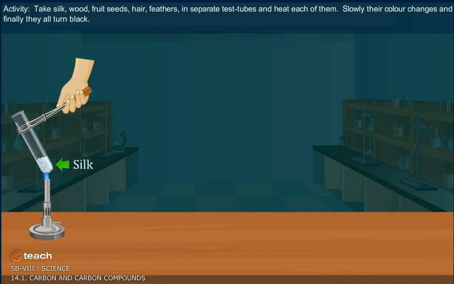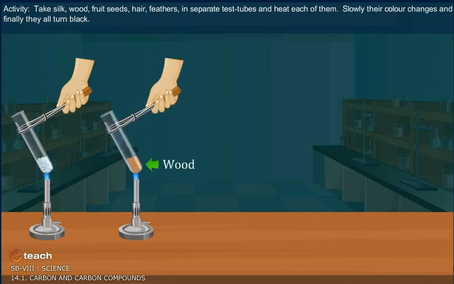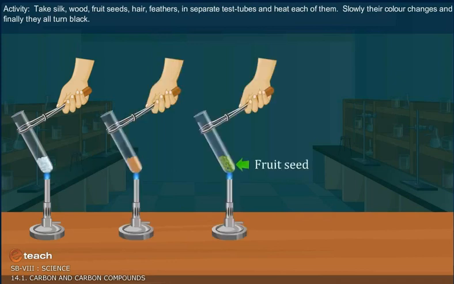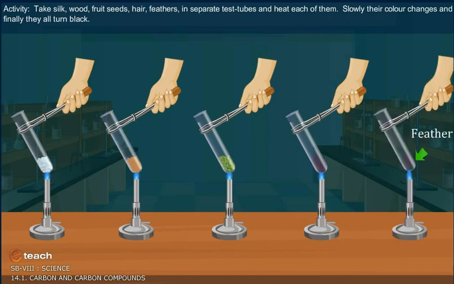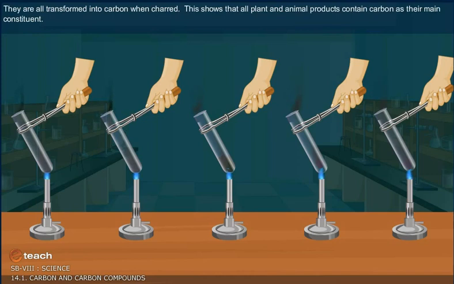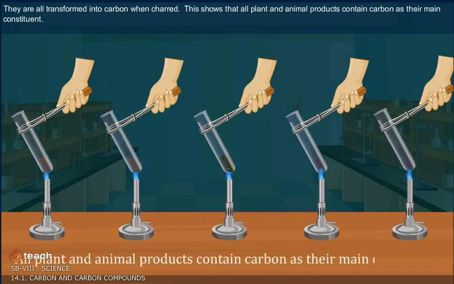Activity. Take silk, wood, fruit seeds, hair, and feathers in separate test tubes and heat each of them. Slowly their color changes and finally they all turn black. They are all transformed into carbon when charred. This shows that all plant and animal products contain carbon as their main constituent.